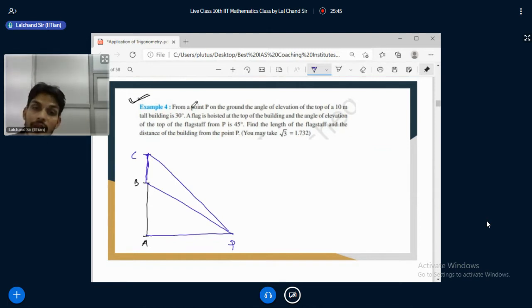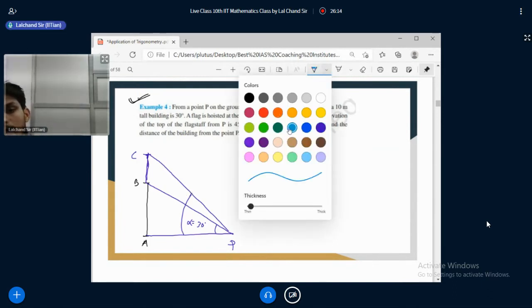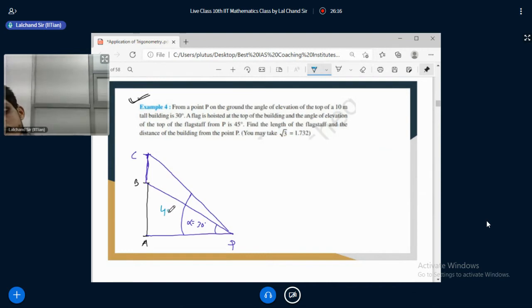So what is said inside the question? From a point P on the ground, the angle of elevation of the top of a 10-meter tall building, the first angle, this is alpha, equal to 30 degrees. And a flag is hoisted at the top of the building, and the angle of elevation of the top of the flagstaff is 45 degrees. So this complete angle is 45 degrees. What is asked in the question? Find the length of the flagstaff.